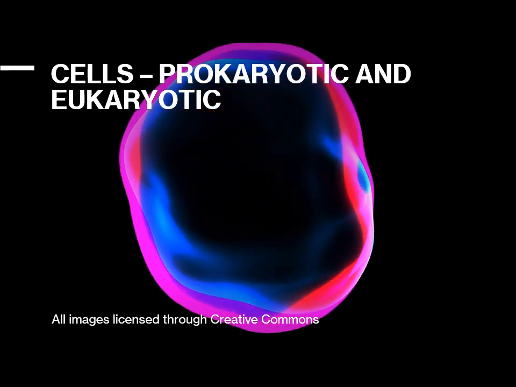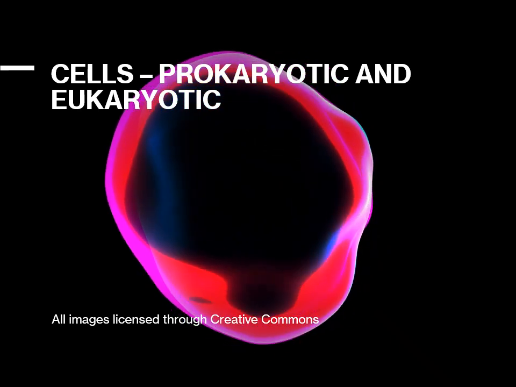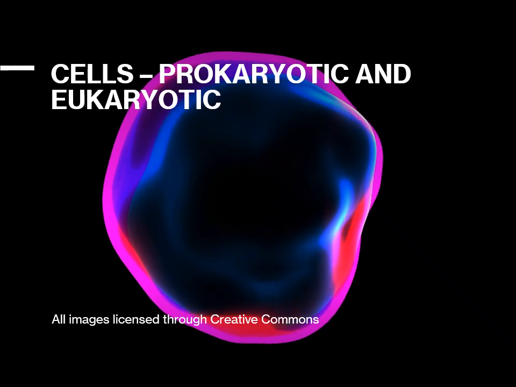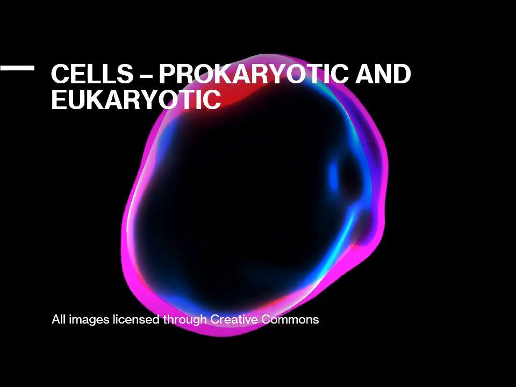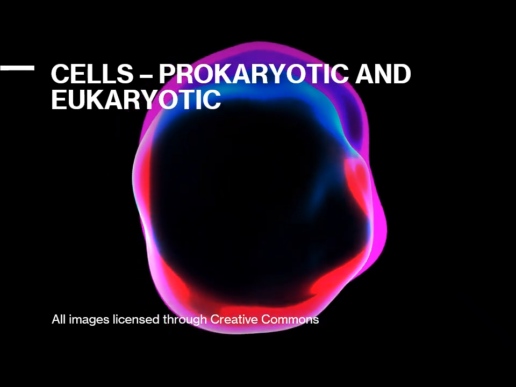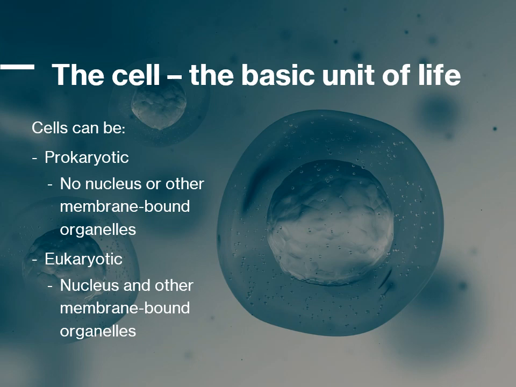Hi everyone. In this video, we're going to look at an overview of prokaryotic and eukaryotic cells, some of the similarities and differences between them. As we've discussed before, the cell is the basic unit of life. Everything that is alive is at least one cell, and those cells fall into one of two broad classifications: prokaryotic, which have no nucleus or other membrane-bound organelles, and eukaryotic, which do have internal membrane-bound structures.